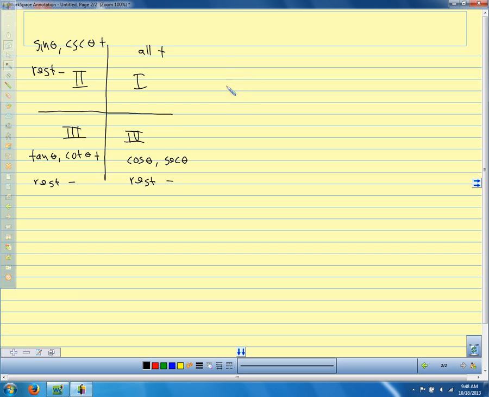So let's say that we have the cosine of theta equals 3/5, and tangent theta is less than 0. And we want to find the sine and the cotangent of theta.